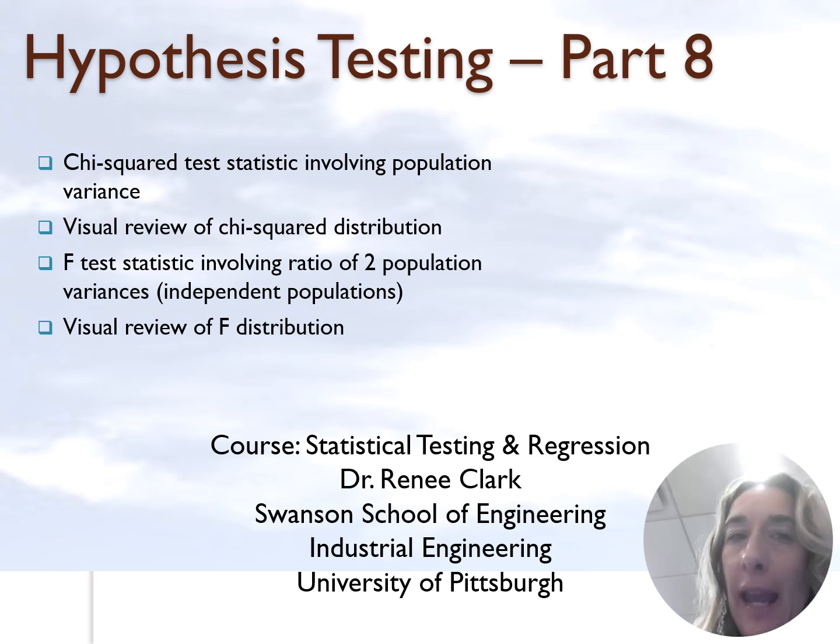Welcome to part 8 of our video series in support of hypothesis testing. In this video, we are going to review the chi-square test statistic involving the population variance sigma squared. We're going to do a visual review of the chi-square distribution. We will also review the F test statistic involving the ratio of two population variances from independent populations, and also do a visual review of the F distribution.